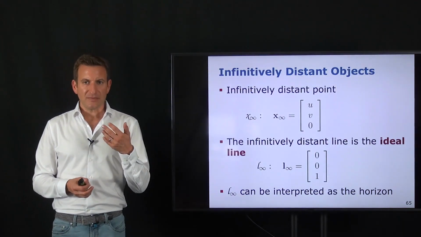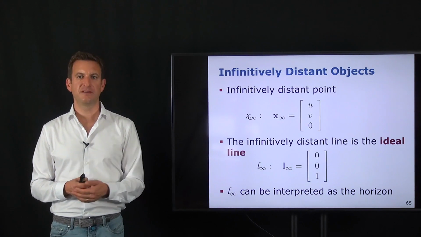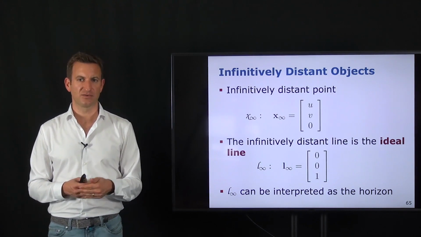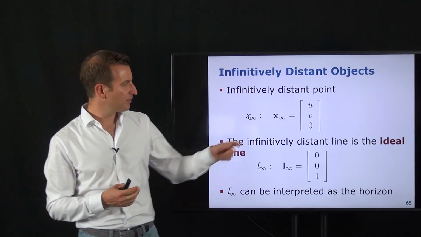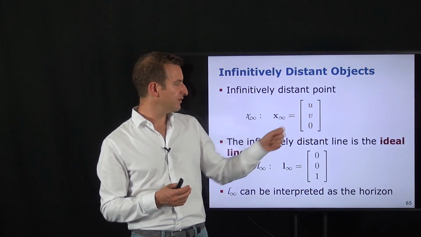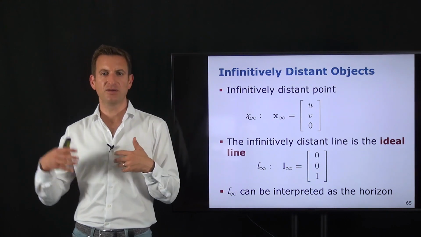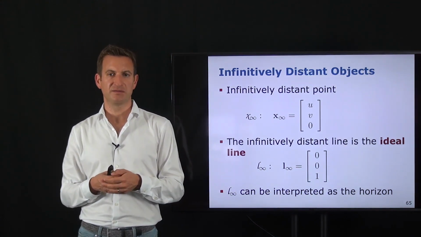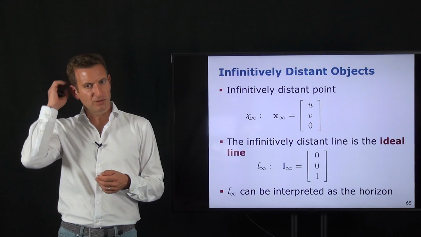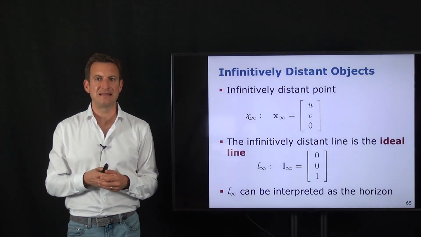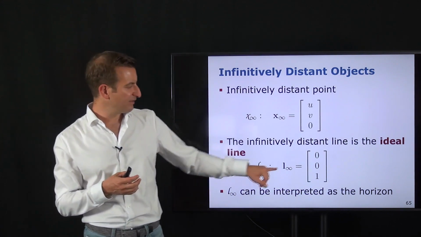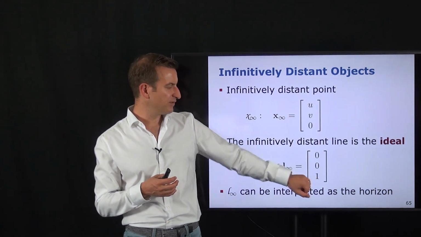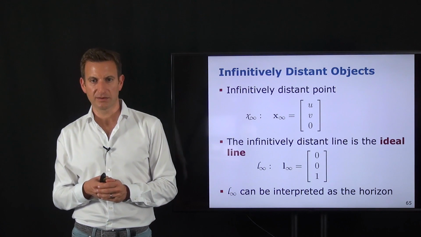So we can then look into infinitely distant objects. We said an infinitely distant point is a point u, v, 0. That is the point which is infinitely far away. We can also look into an infinitely distant line, which is called the ideal line. And the ideal line has the parameters 0, 0, 1 over here.